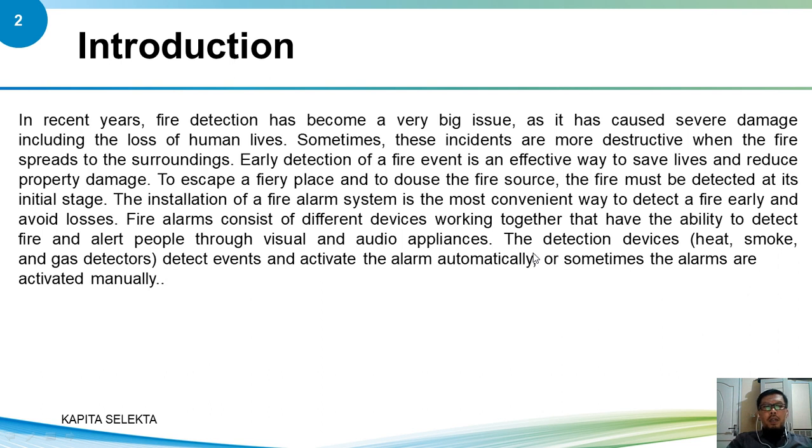Installation of a fire alarm system is the most convenient way to detect a fire early and avoid loss. A fire alarm consists of different devices working together that have the ability to detect fire and alert people through visual and audio appliances. The detection devices, heat, smoke, and gas detectors, detect an event and activate the alarm automatically, or sometimes the alarm is activated manually.